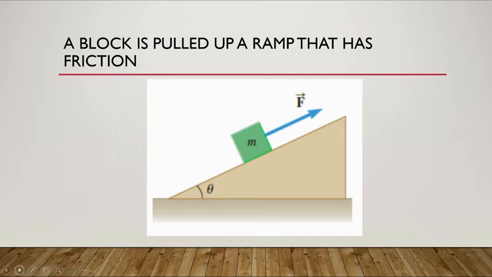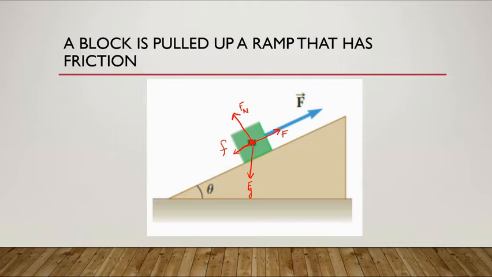So when you look at this question, a block is being pulled up a ramp that has friction. So let's draw our free body diagram. We have our mass and we have our force of gravity in this direction, or our weight. We have our normal force perpendicular to the surface. We have our pull, or our applied force. And then we have our frictional force, which can be written as just a lowercase f or an f sub f.